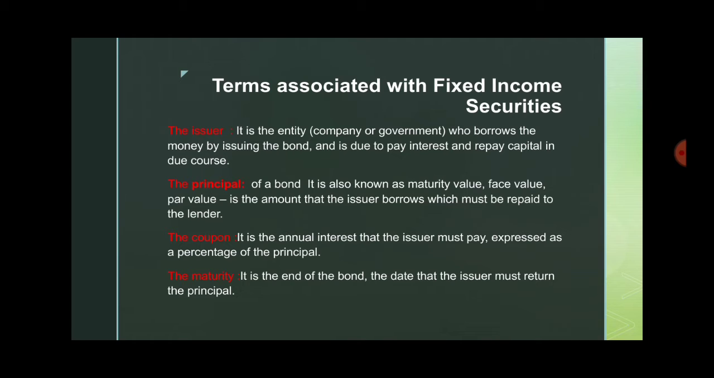The next thing is principal. The principal means the amount of the security, or the face value of the security. Then coupon. Coupon means the interest rate carried by the bond. The next one is maturity. The maturity means the maturity date of the bond.